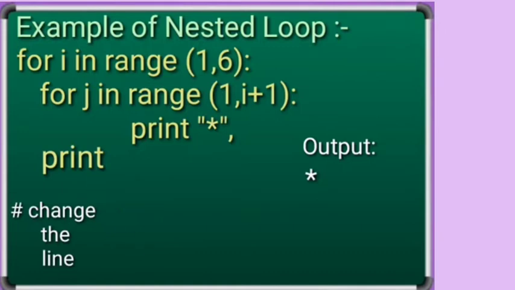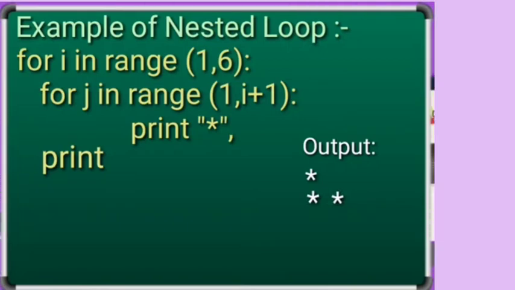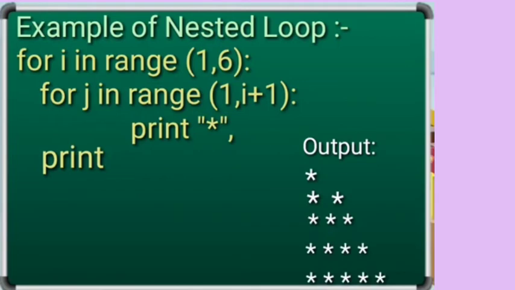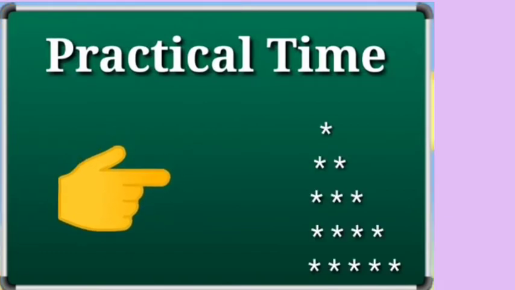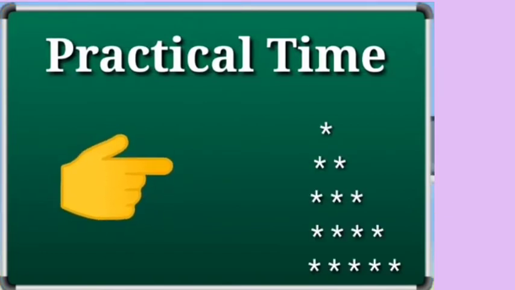So the inner loop will execute 2 times, because j will run from 1 comma i plus 1, which is 1 comma 3. When the value of j is 1, it will print 1 star, and when the value of j is updated to 2, it will print one more star. Then the inner loop will become false, and the outer loop will be incremented again. This is how this loop will execute, and we will get this kind of output. Now students, I'm going to open the script mode in Python and show you the practical of how exactly the nested loop works.